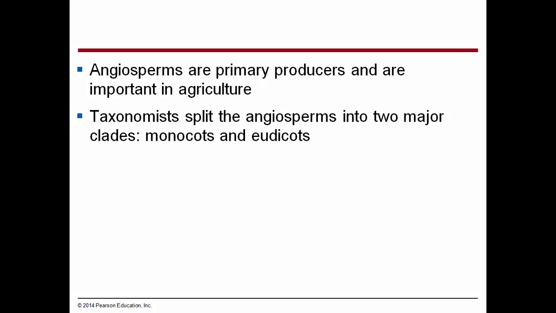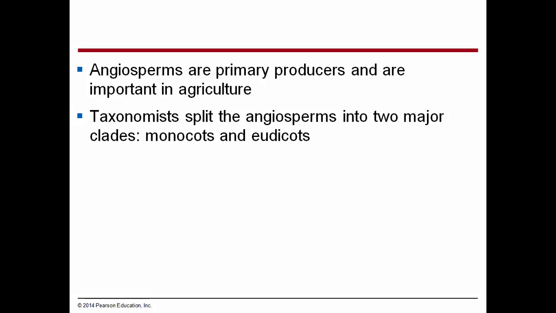Angiosperms are primary producers and are important to agriculture. Taxonomists split angiosperms into two major clades, monocots and eudicots. Eudicots used to be called dicots. Mono means one and di means two, and eu means true, so eudicots are the true dicots.